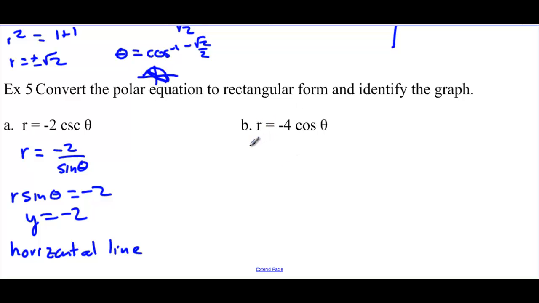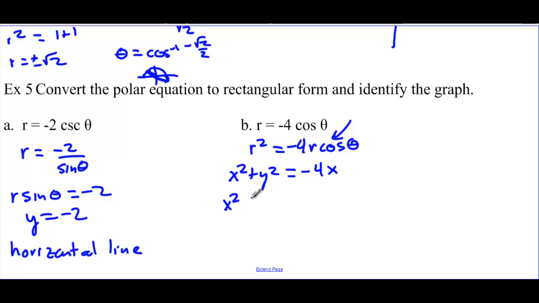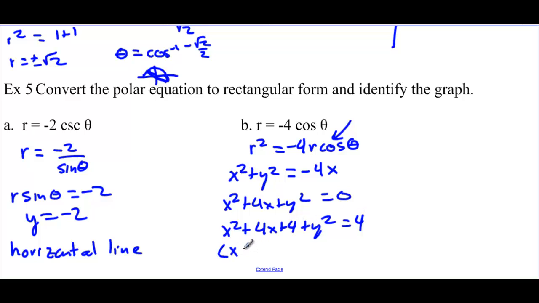In letter B, we have to multiply both sides by r so that we can get negative 4r cosine of theta. And that's the statement I want right there, r cosine. On the left, I can replace that with x squared plus y squared. On the right side, I can replace this with just x. Now I can add 4x over and then complete the squares. So we have x squared plus 4x plus 4 plus y squared equals 4. I've added 4 to both sides. This factors into x plus 2 squared plus y squared equals 4, and that is a circle.